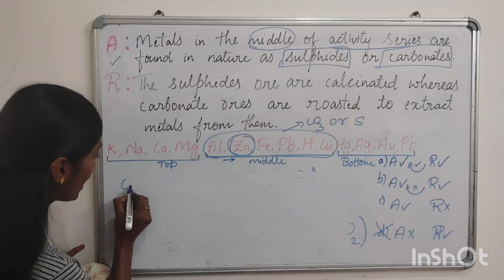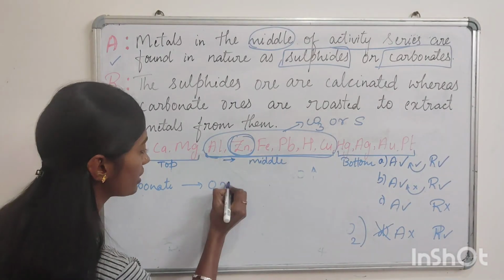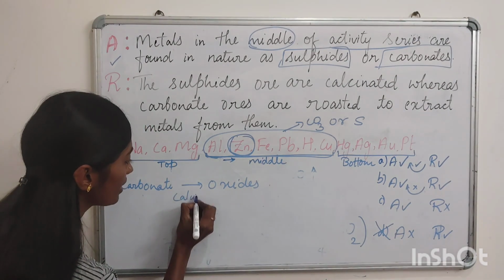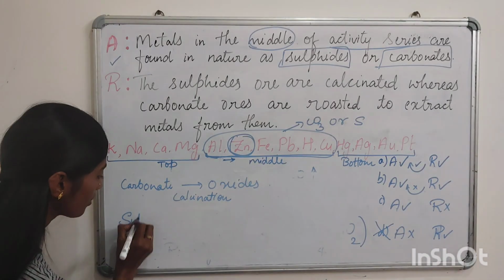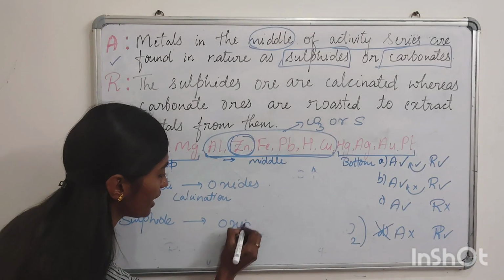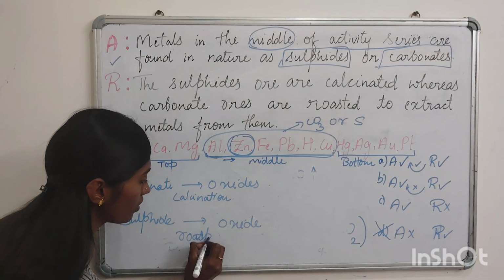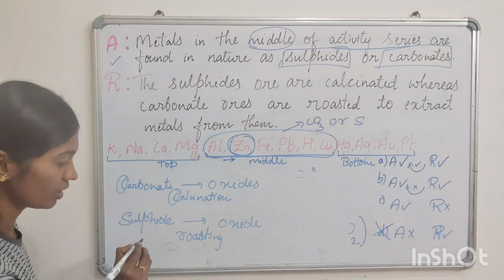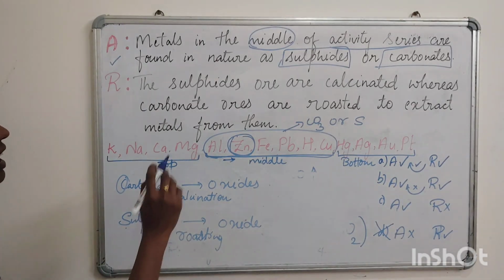If it is a carbonate, the carbonate will be converted into oxides. What is this process called? This process we call calcination. If it is a sulfide, here also we are going to convert it into oxide. What is this process called? Roasting. So you can remember C for carbonate, C for calcination. The remaining one is sulfide, roasting. See what is asked in the reason.